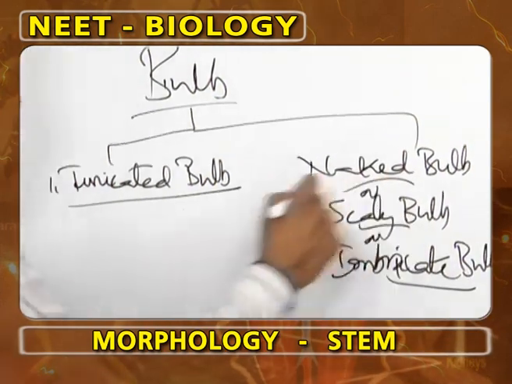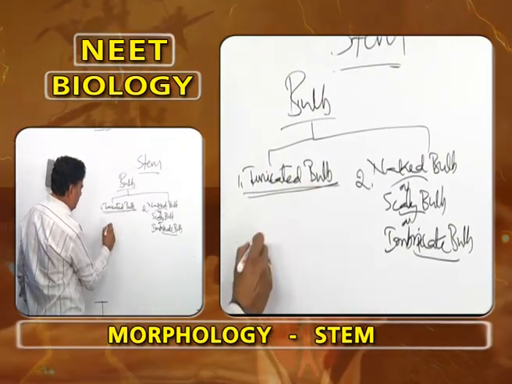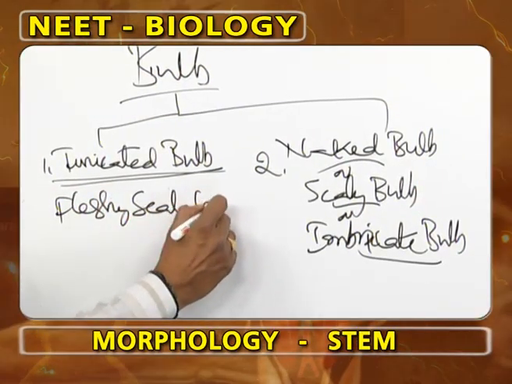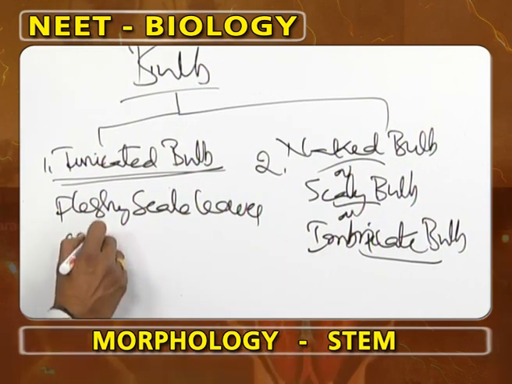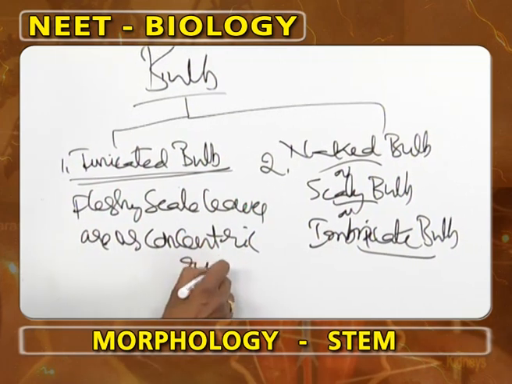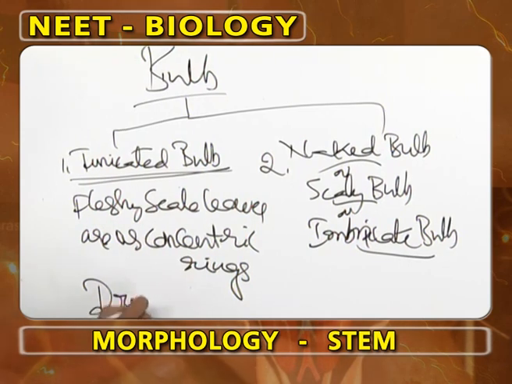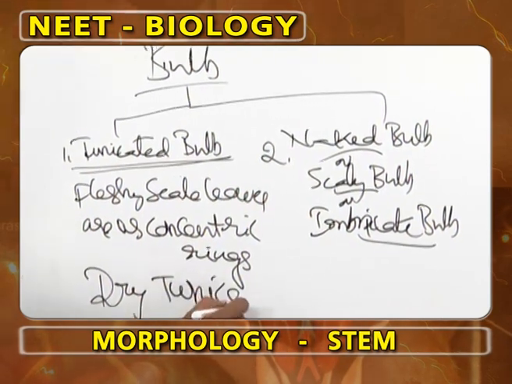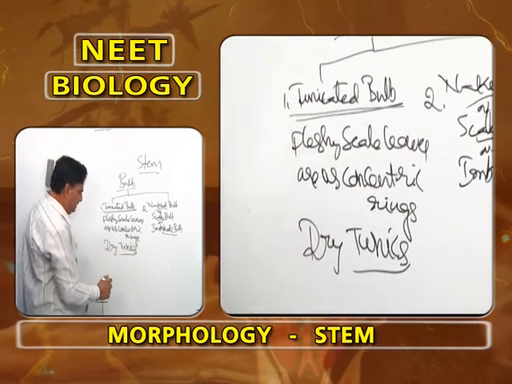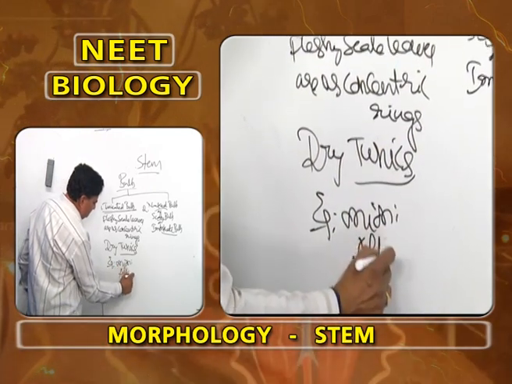Tunicated bulb, naked bulb, or scaly bulb, also called imbricate bulb. First, tunicated bulb. Here fleshy scale leaves, which store food and water, appear as concentric ring-like structures, and the total bulb is externally surrounded by dry scale leaves called tunics. Example: onion, Allium cepa.